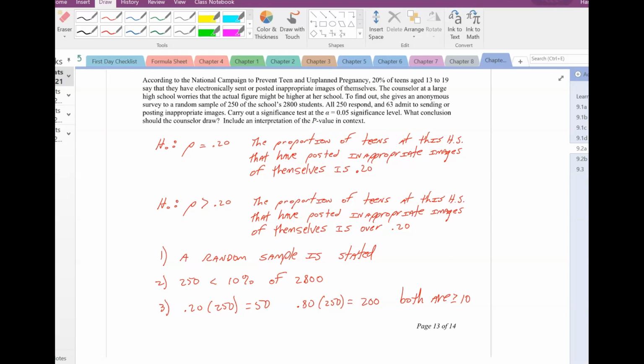So the alternate hypothesis, and I realize that that says H sub 0 there, that should say H sub A, that the true proportion is actually greater than 0.2. All right, then let's go through the conditions for a 1 proportion z-test. Randomness, it was stated to be a random sample. 250 is less than 10% of 2,800. The school has 2,800 students, and 250 is less than 10% of that. The expected number of successes and failures based on the null hypothesis is both at least 10.